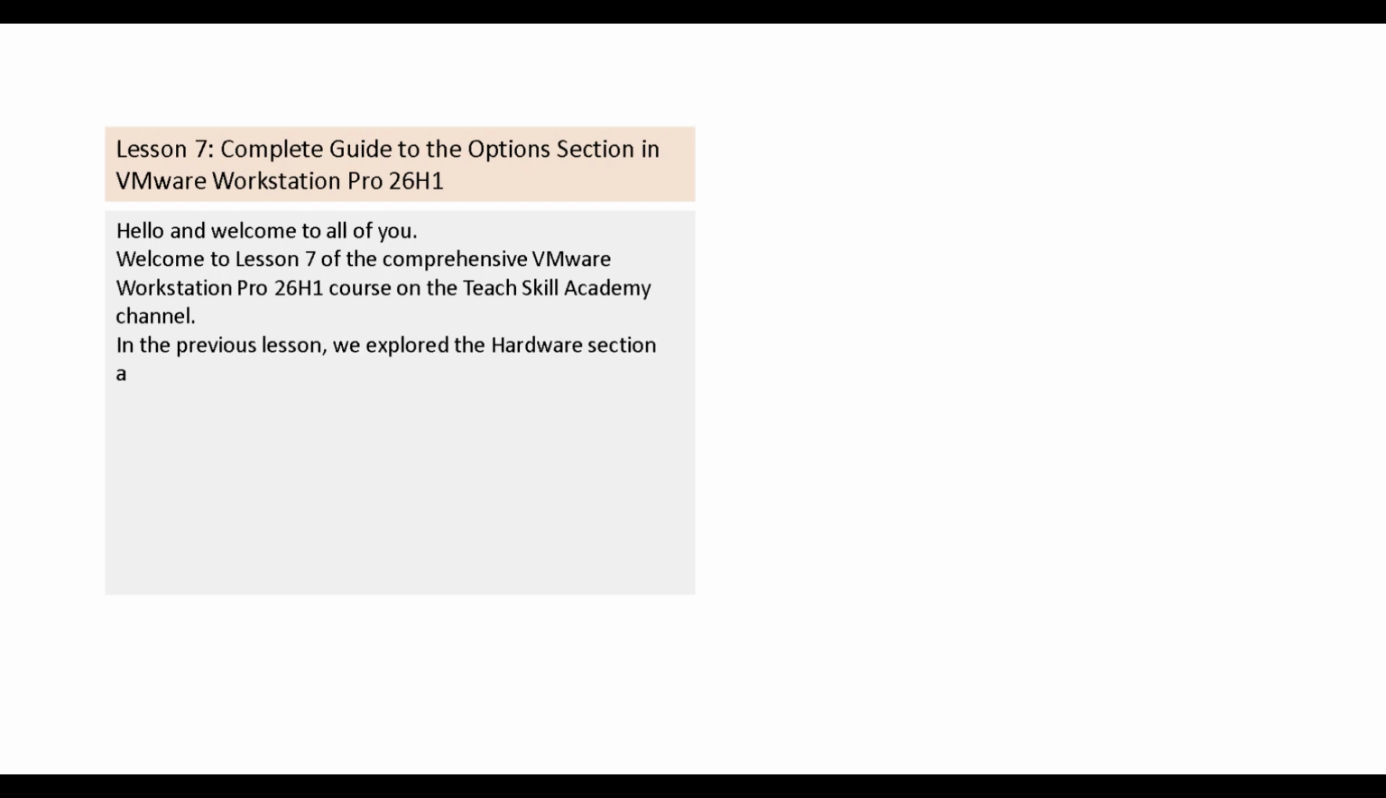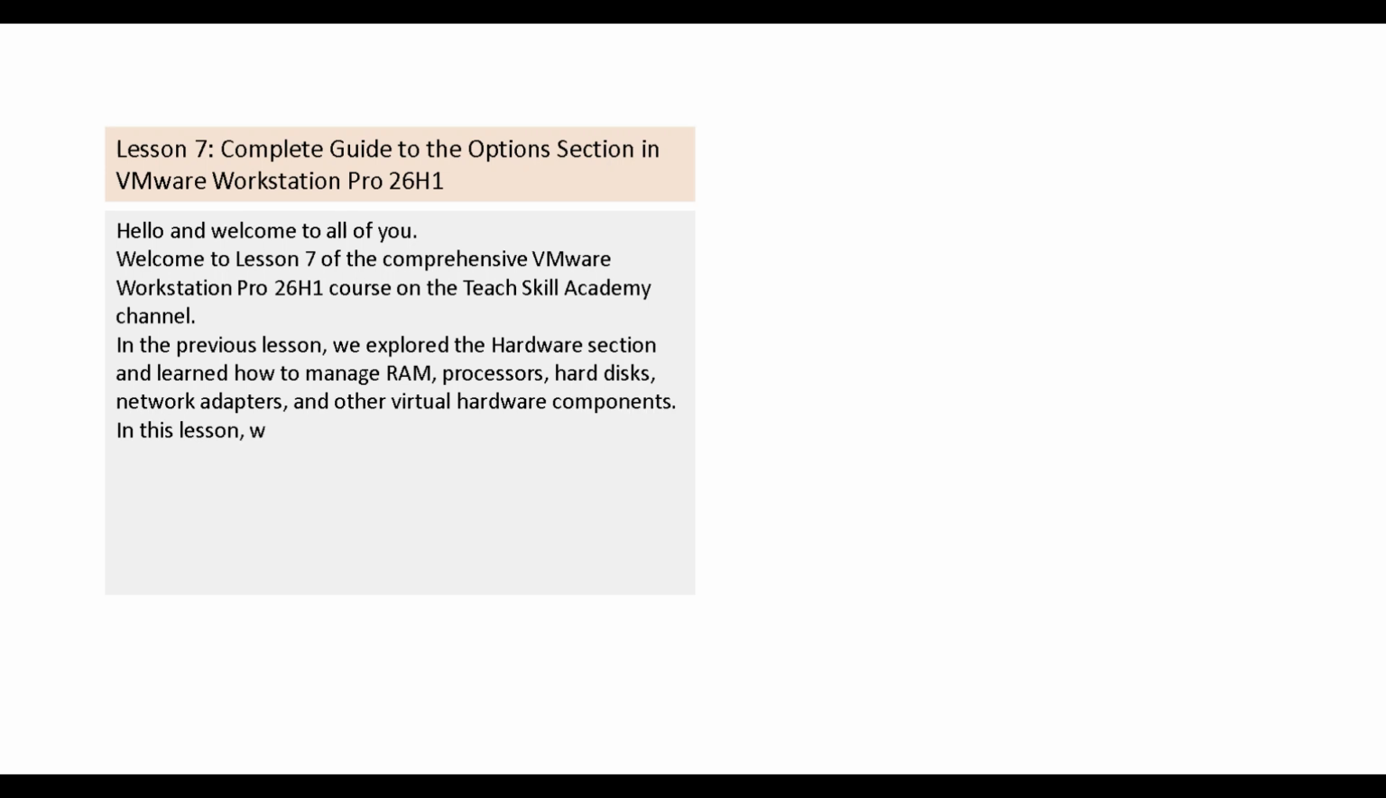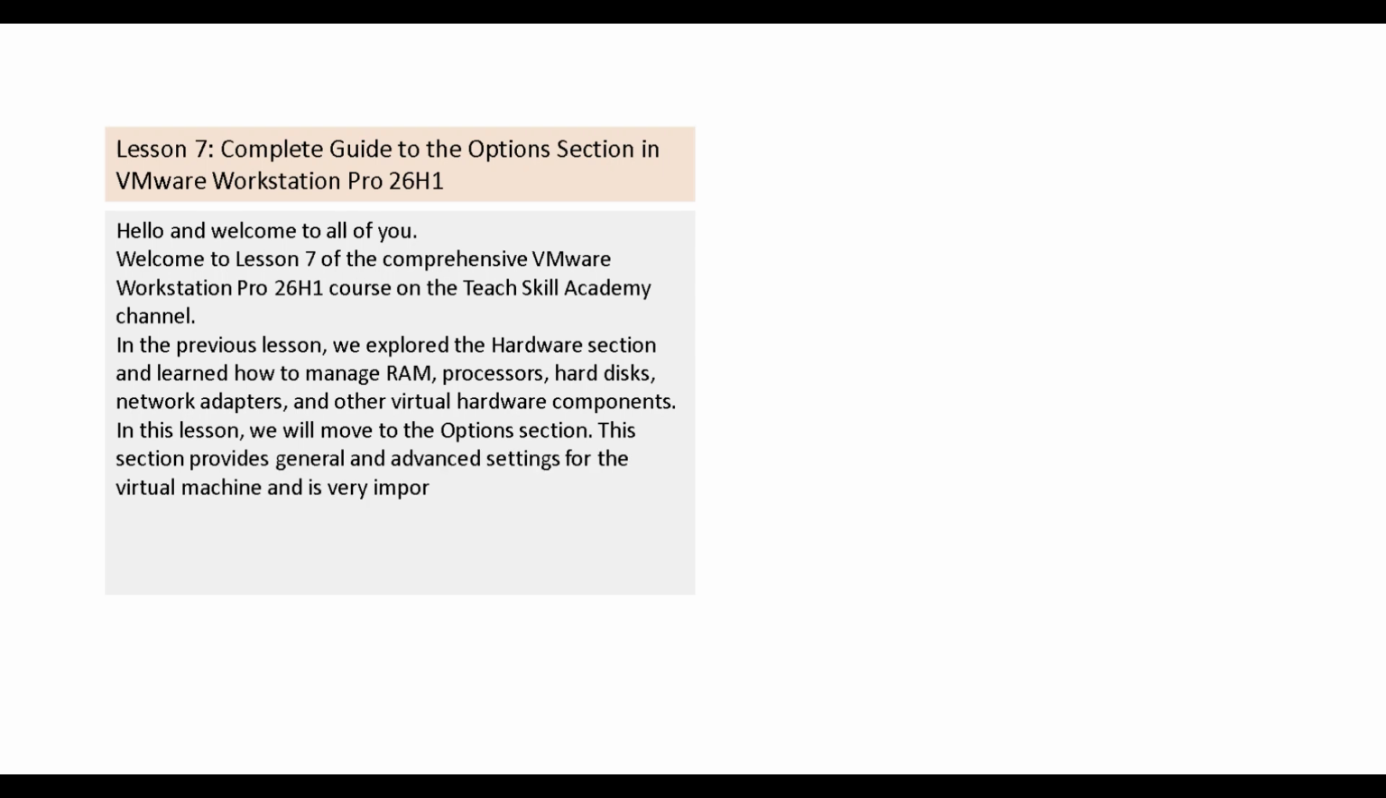In the previous lesson, we explored the hardware section and learned how to manage RAM, processors, hard disks, network adapters, and other virtual hardware components. In this lesson, we will move to the Options section. This section provides general and advanced settings for the virtual machine and is very important for professional virtual machine management.